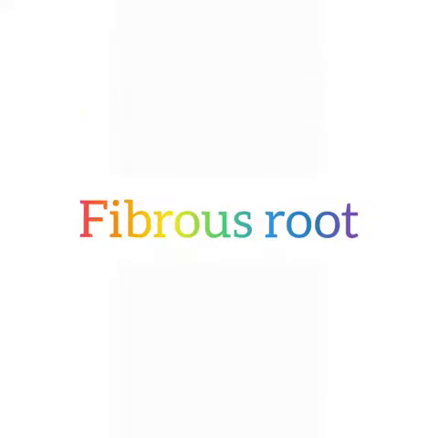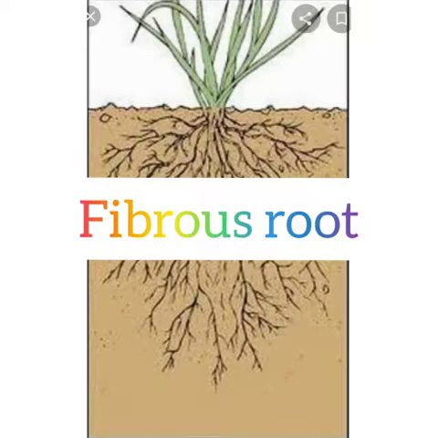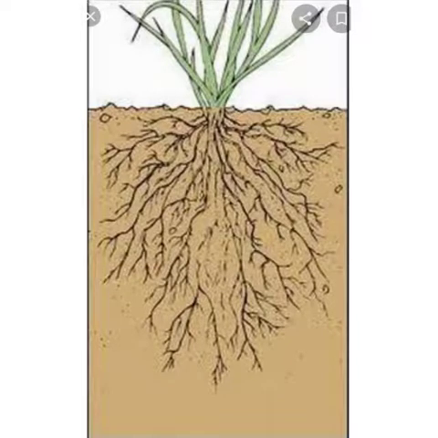Now let us see about fibrous root. It consists of many thin roots that appear bushy. There is no main root. Plants such as grass, wheat and onion have fibrous roots. Okay, this looks like a bunch of roots. Students, you can see the diagram. There is no main root. There are many roots. So this type of roots are called fibrous roots.